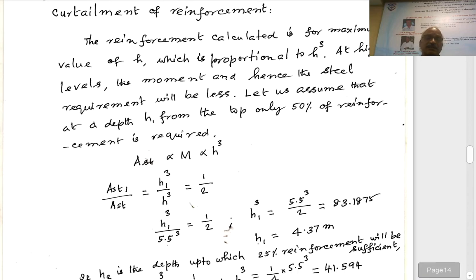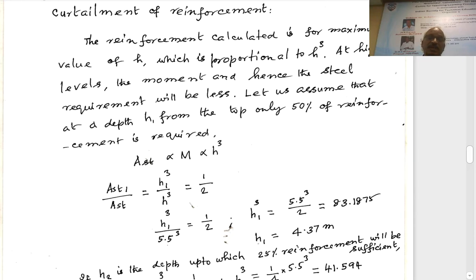Next is that of curtailment of reinforcement. We know the bending moment at the bottom equals Ka into gamma into h cube by 6. We have taken the value of h as 5.5 meters. So when you go towards the top, the bending moment will become less because Ka into gamma into h cube by 6, where h will become 5 meters, 4.5 meters, 3 meters, 2 meters like that. When the h value becomes less, the area of reinforcement will also be less. Therefore, every bar need not be taken up to the top.